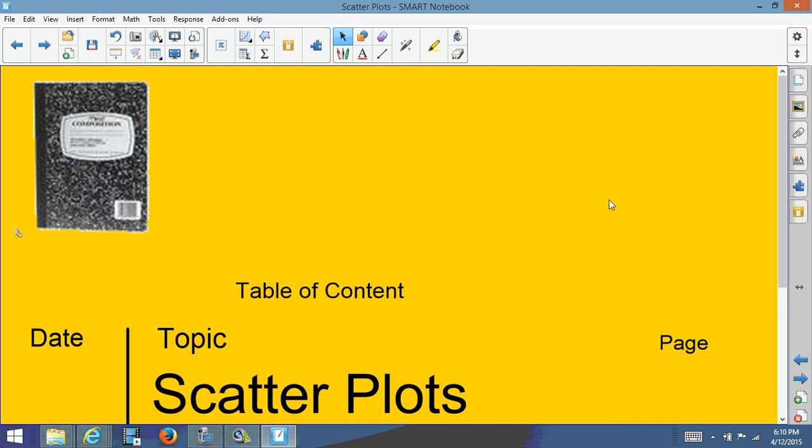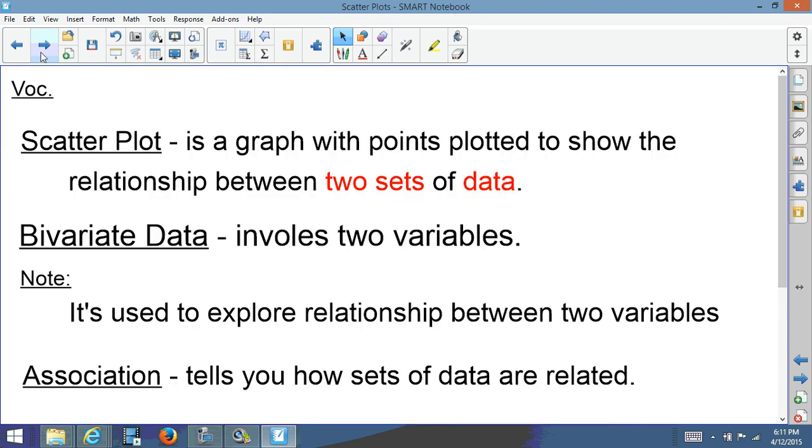We're talking about scatter plots. A scatter plot is a graph with points plotted to show the relationship between two sets of data. You're going to hear the word bivariate data. That involves two variables. Bi means two, variate, variable. Note, it's used to explore relationships between two variables. The association tells you how the data sets are related.